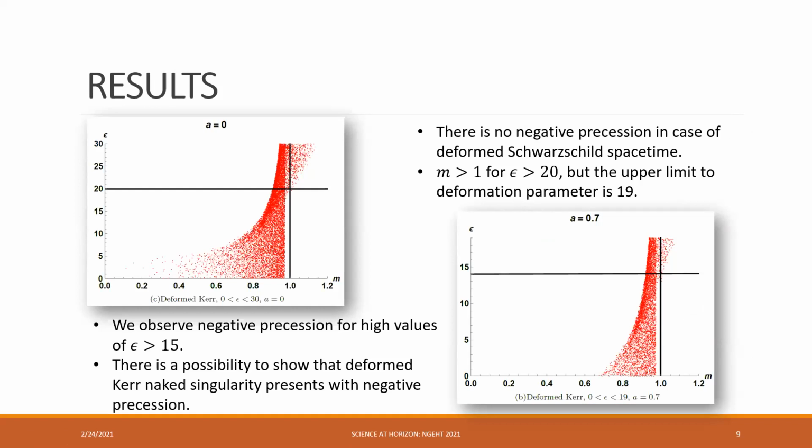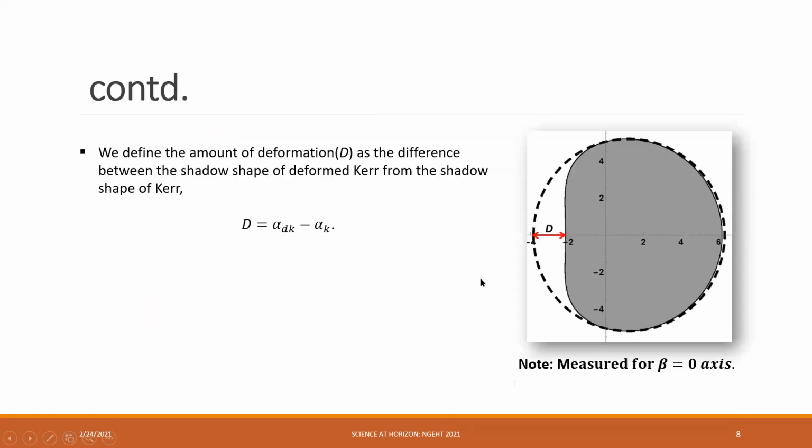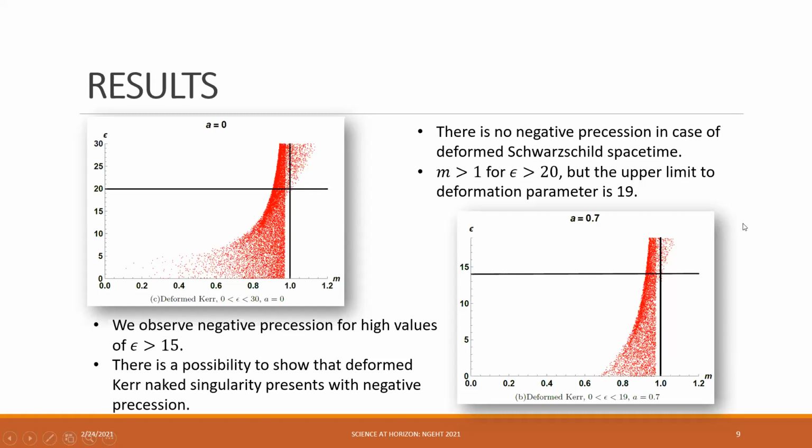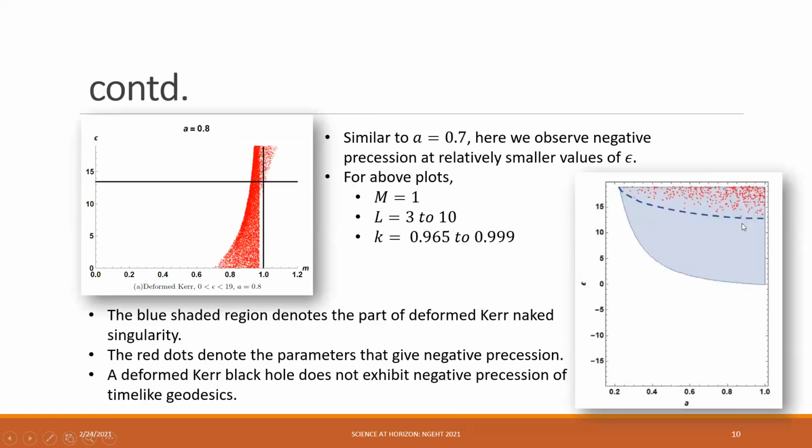If you consider the spin parameter to be 0, that is a deformed Schwarzschild spacetime, we observe that the value of m exceeds 1, that is negative precision, only when epsilon, the deformation parameter, exceeds 20. But since the deformation parameter is bound by an upper limit, we infer that negative precision is not allowed in deformed Schwarzschild spacetime. The next image is for the spin parameter 0.7, where we observe negative precision at around epsilon equals 14.